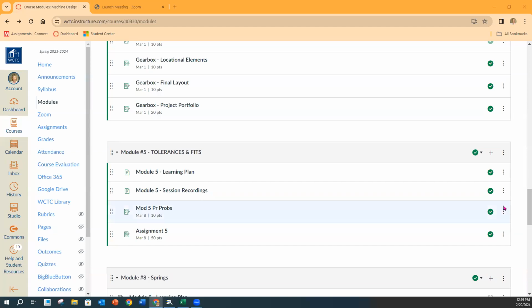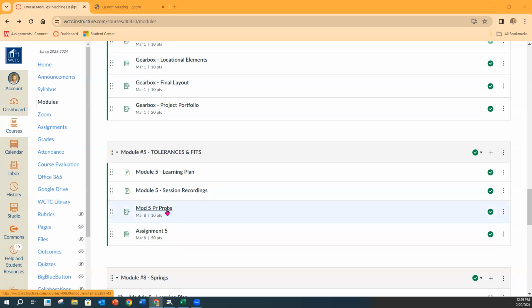Okay, so we're going to start looking at module number 5, which is tolerances and fits. As we look at module 5, you'll notice that same stuff that we've been seeing in our Canvas shells. The first one is going to be our learning plan. The session recordings are going to be on the next folder here. And then we have practice problems and an assignment.